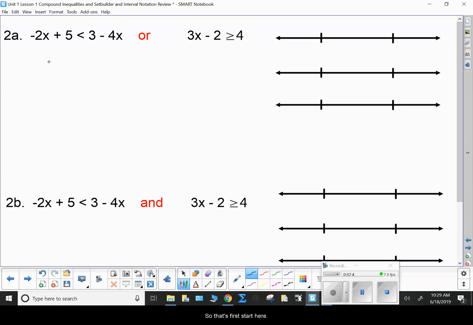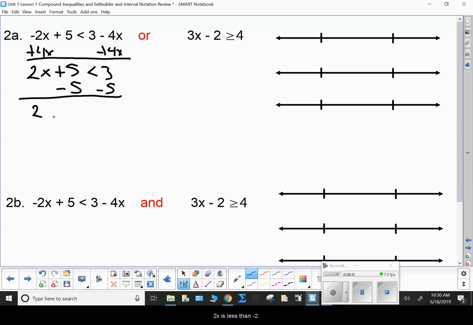So let's first start here. This one, I'm going to add 4x to both sides. So I'll have 2x plus 5 less than 3. Now I'm going to subtract 5 from both sides. 2x is less than negative 2. Now I'm going to divide both sides by 2. I'm dividing both sides by positive 2, so there is no reversal. It's a positive number I'm dividing by. X is less than negative 1.